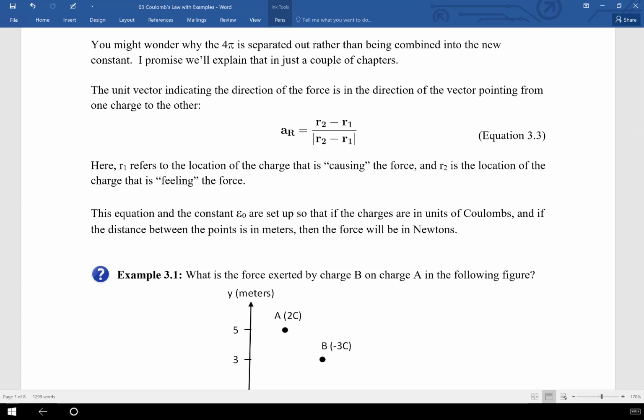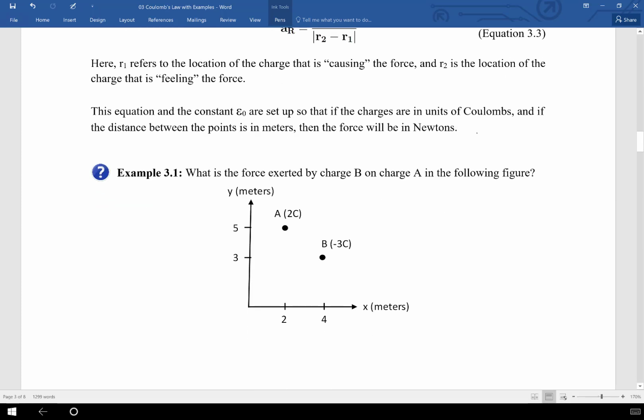Now, we understand that in reality, those two charges are both causing a force on the other charge. But typically we will be considering one charge to be fixed, or creating the force, and we'll look at the other charge and ask what is the impact on that charge. So the equation and the constant epsilon 0, again, are set up so that if you use coulombs and the distance is in meters, then the force will be in newtons.